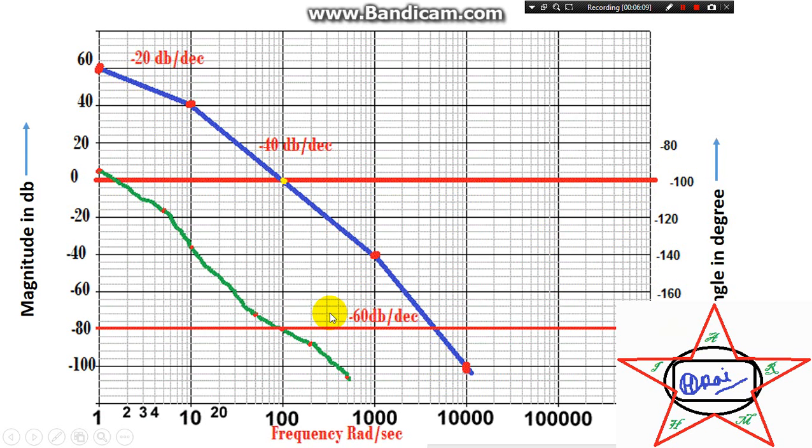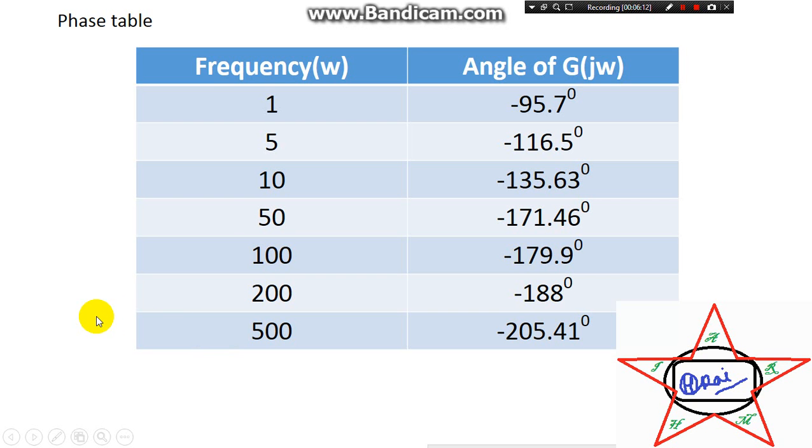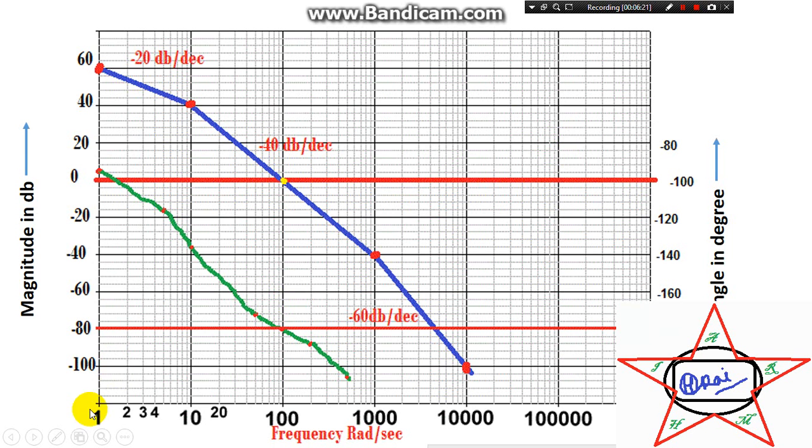minus 80. Now from this table we see that at frequency omega equal to 1 we have 95.7 degrees, at 5 we have 116.5 degrees. So look here, at 1 we have substituted approximately 95.7, that means 96 degrees, because this is the 100 and each small block has a difference of 4. So this is nothing but approximately 96 degrees. So at 5, that means 1 2 3 4 5, the angle is approximately 116 degrees, and at 10 we have the angle approximately 136 degrees.